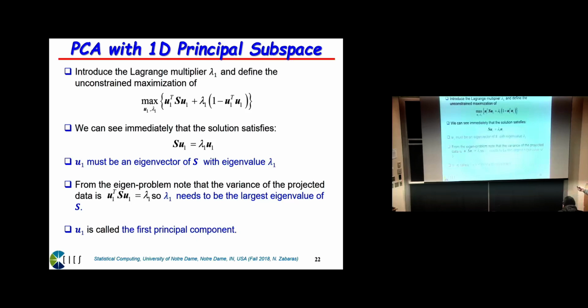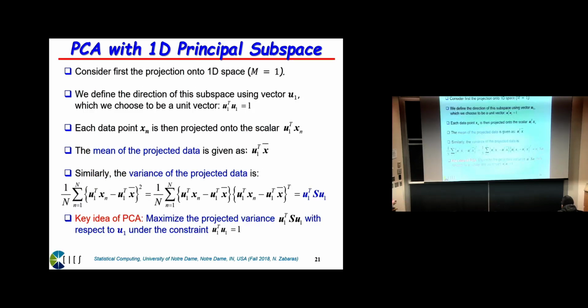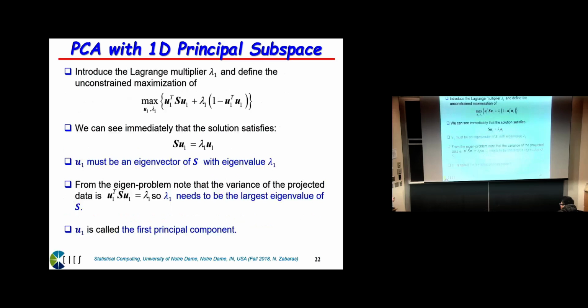Obviously you're going to have to take derivatives with respect to u1, and with respect to lambda 1. And it comes out, you can immediately see, that if you take derivatives with respect to u1, you basically get S u1 equal to lambda 1 u1. So u1 actually is an eigenvector of the sample covariance matrix S. And remember the variance of the projected points is u1 transpose S u1, and we want to maximize this. So really, lambda 1 is the variance of the projected points, and we want to maximize that, which means lambda 1 is going to be the biggest eigenvalue of the sample covariance matrix S.